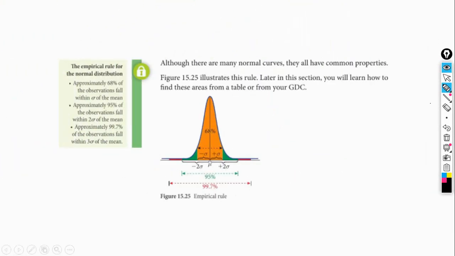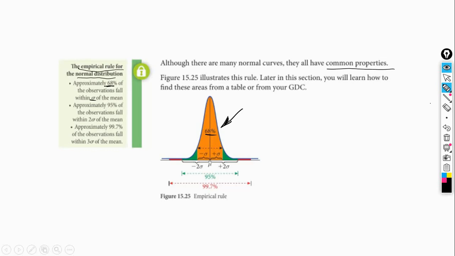So in the next slide, you're going to find some information about normal curves, because although there are many normal curves, they all have common properties. One of those common properties is what is known as the empirical rule for the normal distribution. And that is the following. Approximately 68% of the observations fall within one standard deviation of the mean. So that's what we see in figure 15.25 as the orange area.